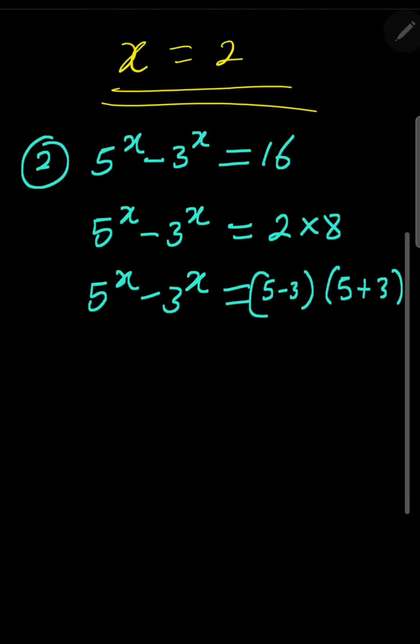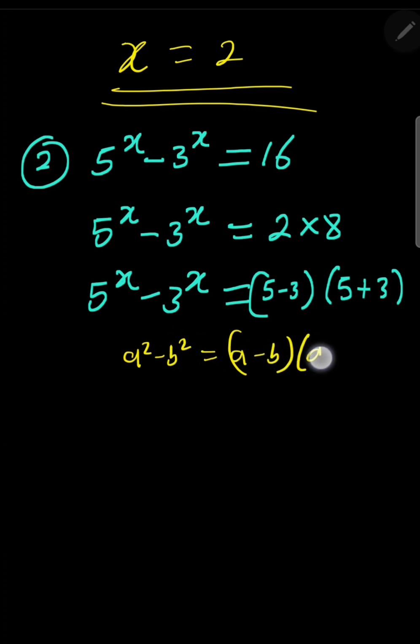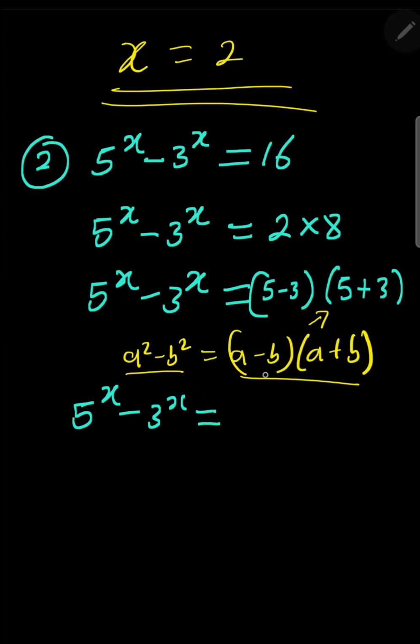Then what do we do next? We recall difference of 2 squares, which is what? A square minus b square, which is the same as a minus b multiplied by a plus b. So this is the simplification of this a square minus b square. So if you look at the right hand side of this equation, it is in form of this. So we're going to convert into this form where a represents 5, then b represents 3. So when we do that, we're going to have 5 raised to the power of x minus 3 raised to the power of x will be equal to, in place of this, we're going to replace 5 raised to the power of 2 minus 3 raised to the power of 2, which is also, when we simplify, still going to give us 16.